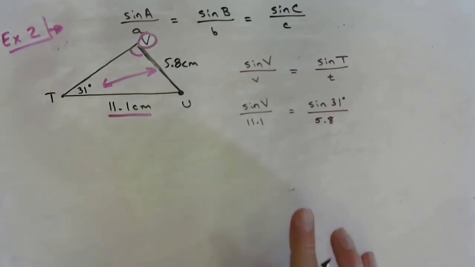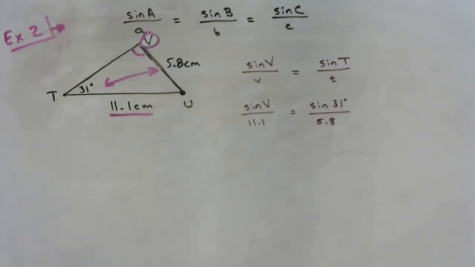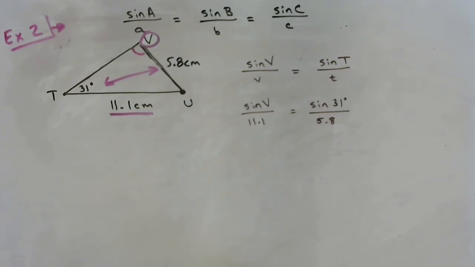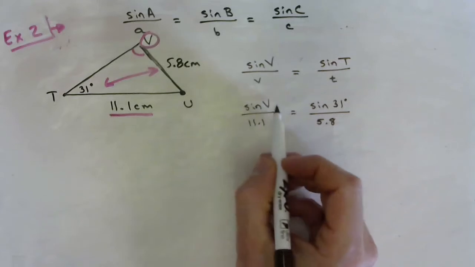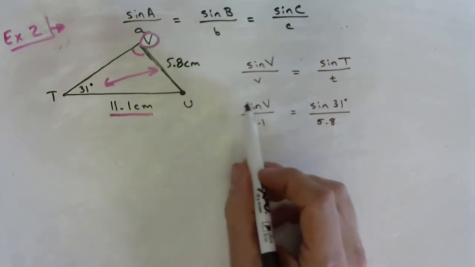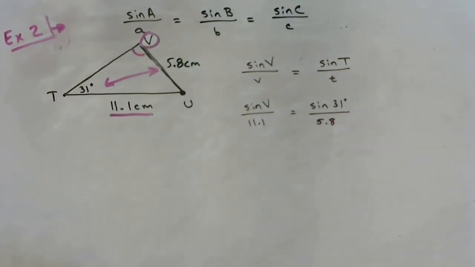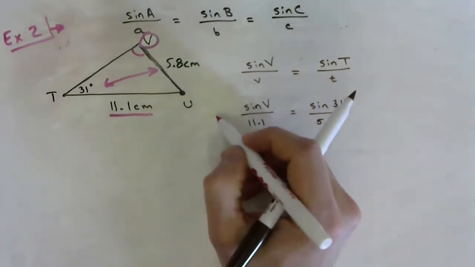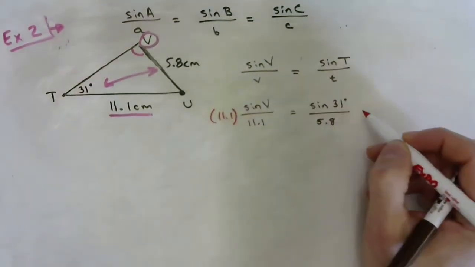All right, how do I isolate V? Can I isolate V directly? No. I can isolate the sine of V. So that's our next step. We're going to get sine V by itself by doing what? Multiply both sides by 11.1.